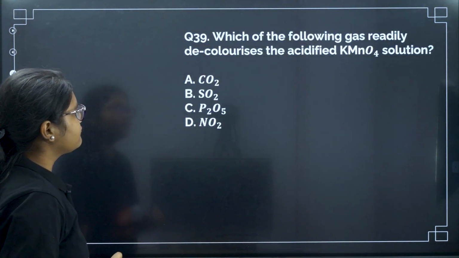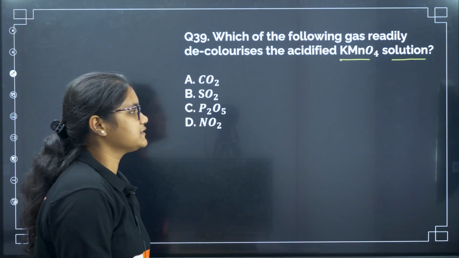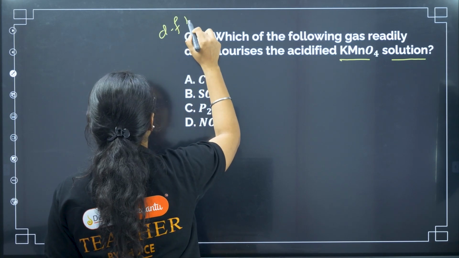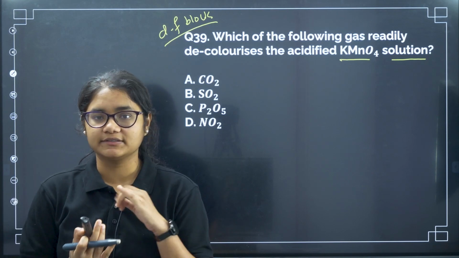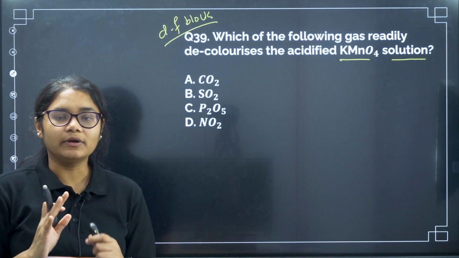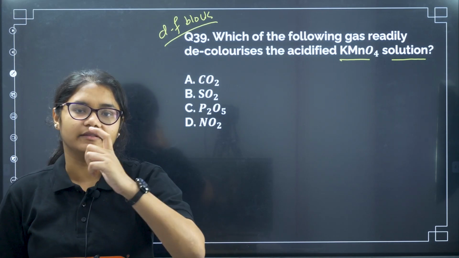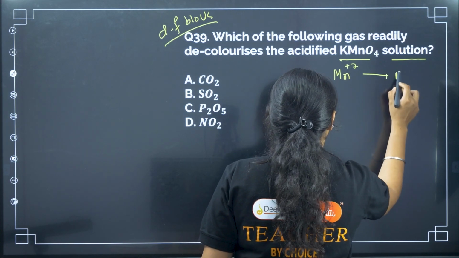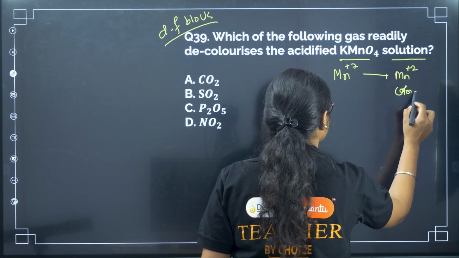Okay, next, which of the following gases readily decolorizes the acidified KMnO4 solution? This is one of the very easy questions. The question is from your d and f block chapter, where in detail you have studied the properties of KMnO4 and K2Cr2O7, right? KMnO4 is an oxidizing agent. If it is oxidizing something, then it will get converted from Mn+7 to Mn+2. When it gets converted from +7 to +2, it becomes colorless.